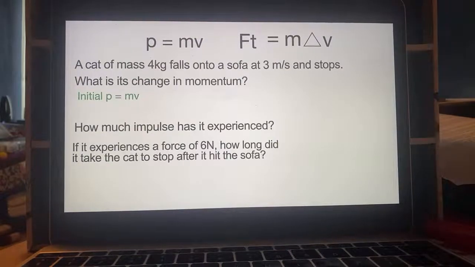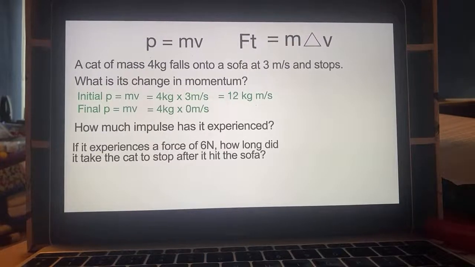The initial momentum is mass times velocity, which is 4 kilograms times its initial velocity, which is 3 meters per second, which is 12 kilogram meters per second, and its final velocity was the same mass, obviously, but times 0 because it stopped, which is 0 kilogram meters per second. And then you could say that, well, the change in momentum is like the difference between those numbers, which is 12 kilogram meters per second.